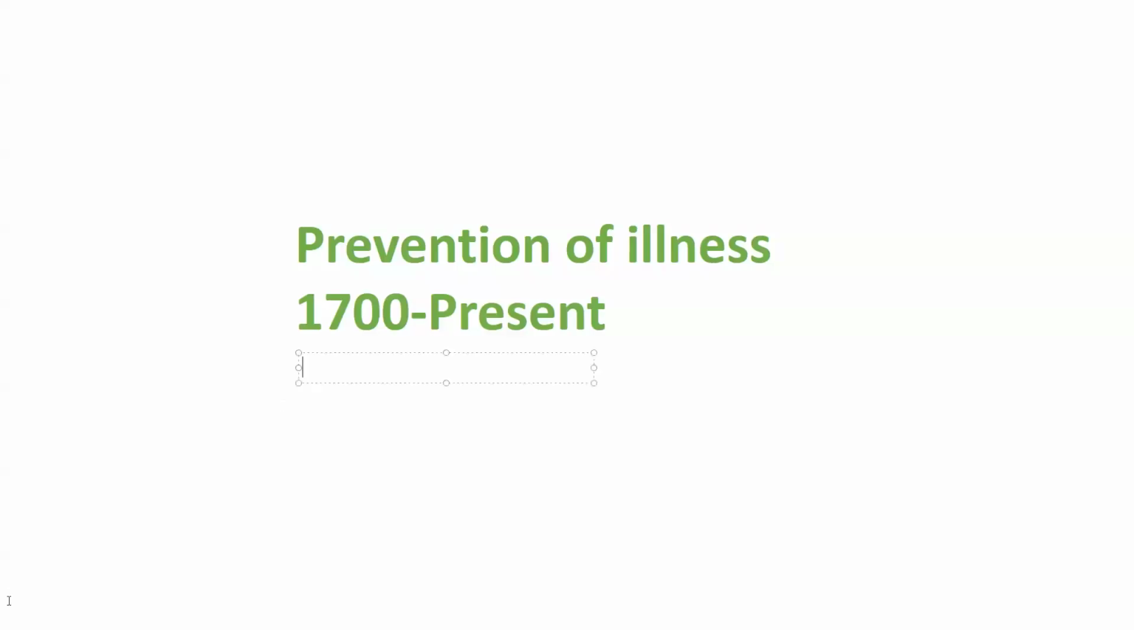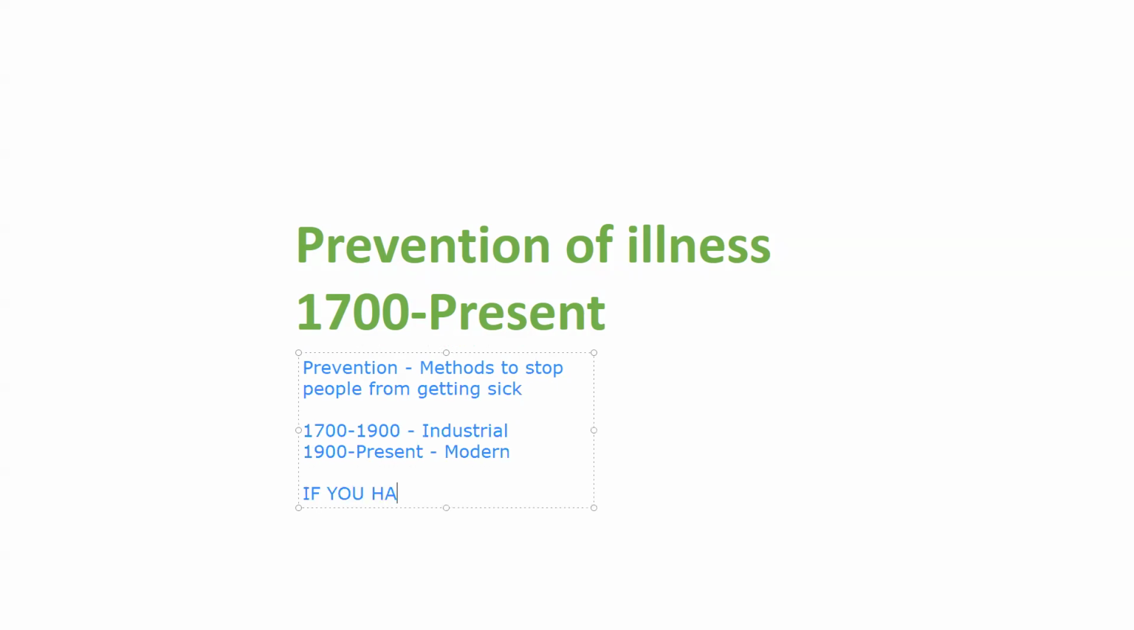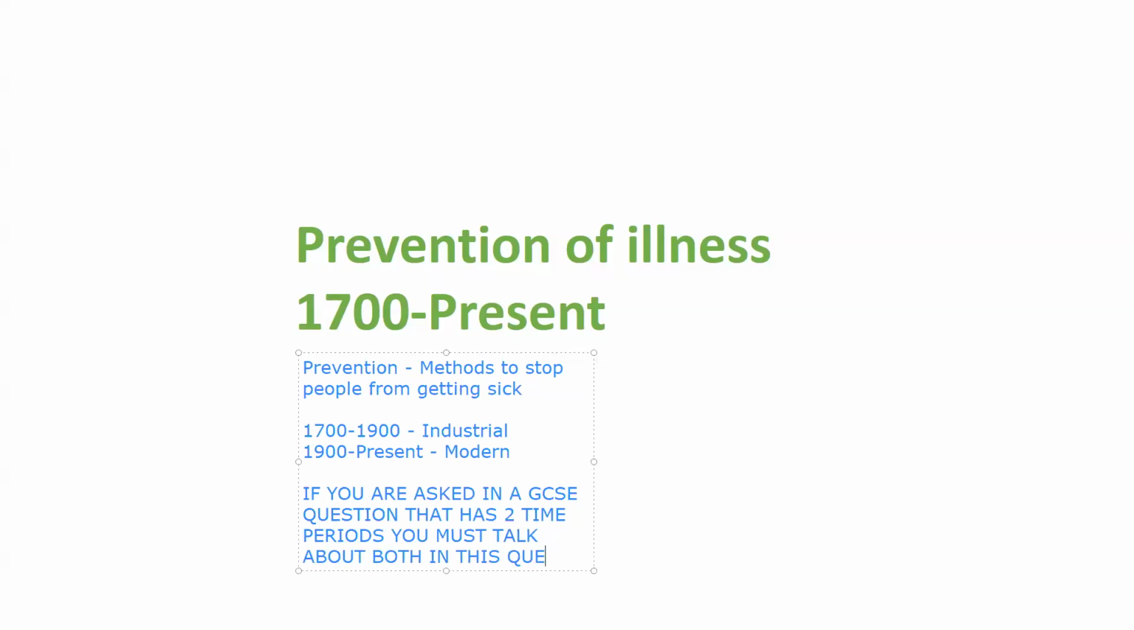First thing, prevention. We've said this in a previous video, it means methods to stop people from getting sick. Now you've got two time periods here, 1700 to 1900, which is industrial, and 1900 to present, which is modern. If you are asked a GCSE question that has two time periods, you must talk about both in this question. You know, three is the magic number. If you've got a question about 1700 to present, you must talk about both time periods to hit the higher criteria to be successful.